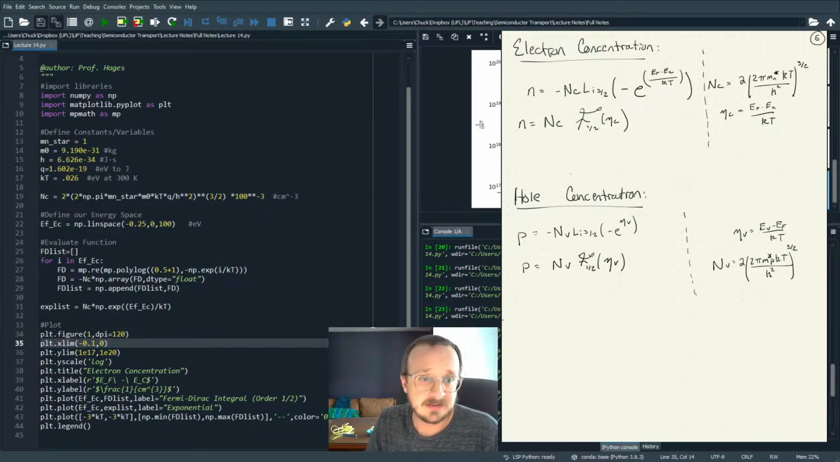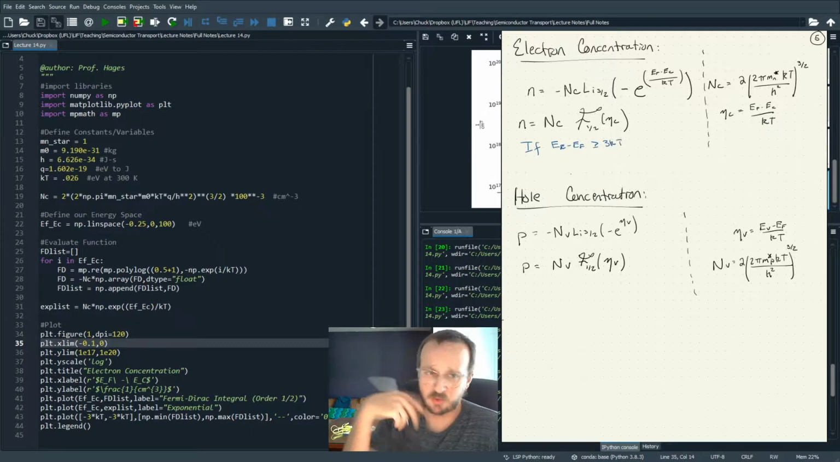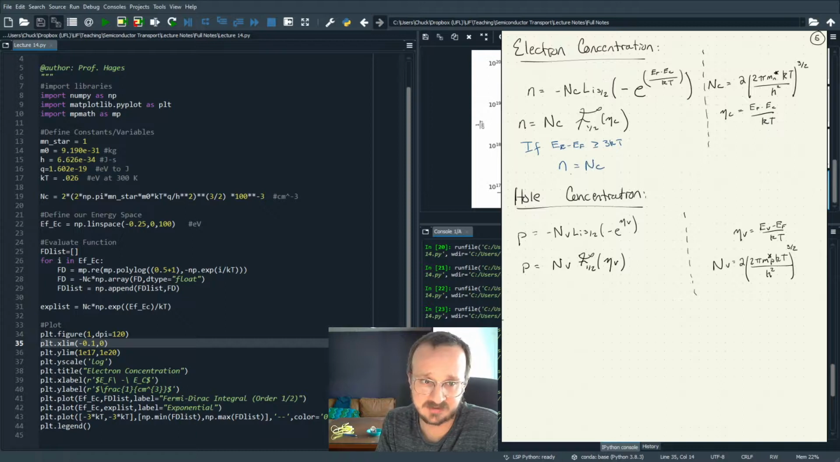And what we find is that if the conduction band minus the Fermi level is greater than or equal to 3kT, so you're greater than 3kT away, this can be approximated as just N_C e to the minus eta c.